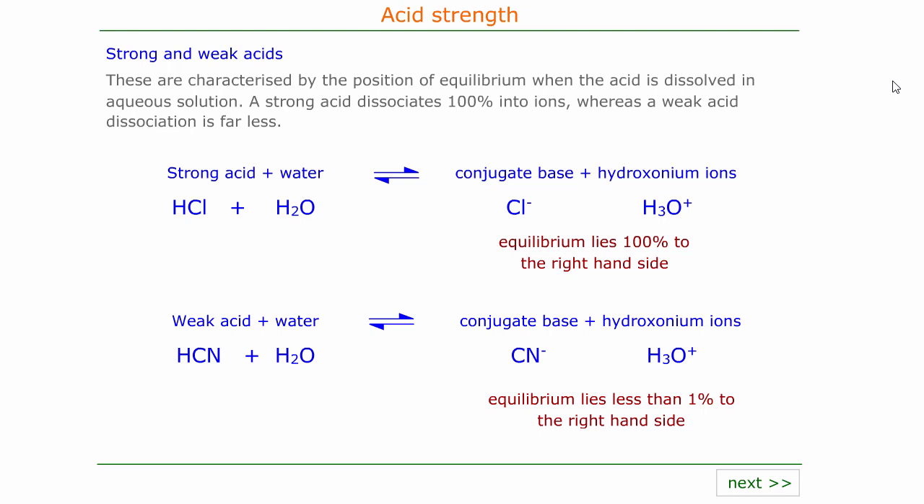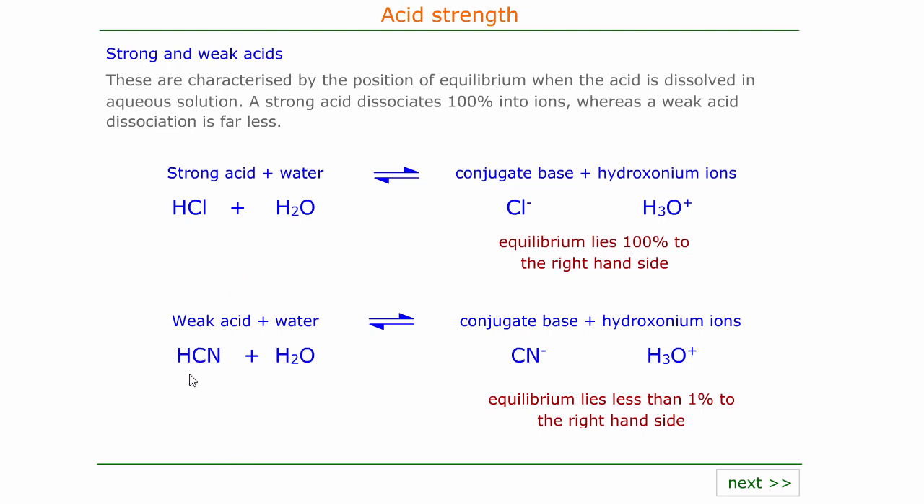The strength of an acid is a measure of how far the interaction with water lies to the right hand side. If we have a look at hydrochloric acid, HCl, when it interacts with water, it moves completely to the right hand side and dissociates fully into ions. So hydrochloric acid is a strong acid.